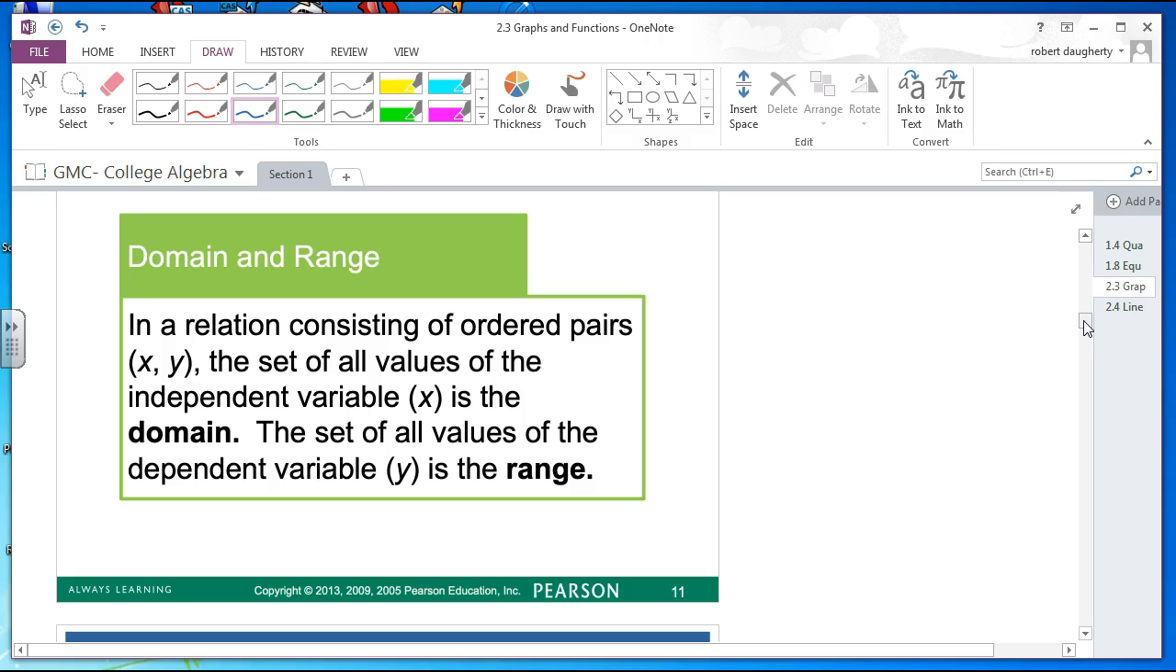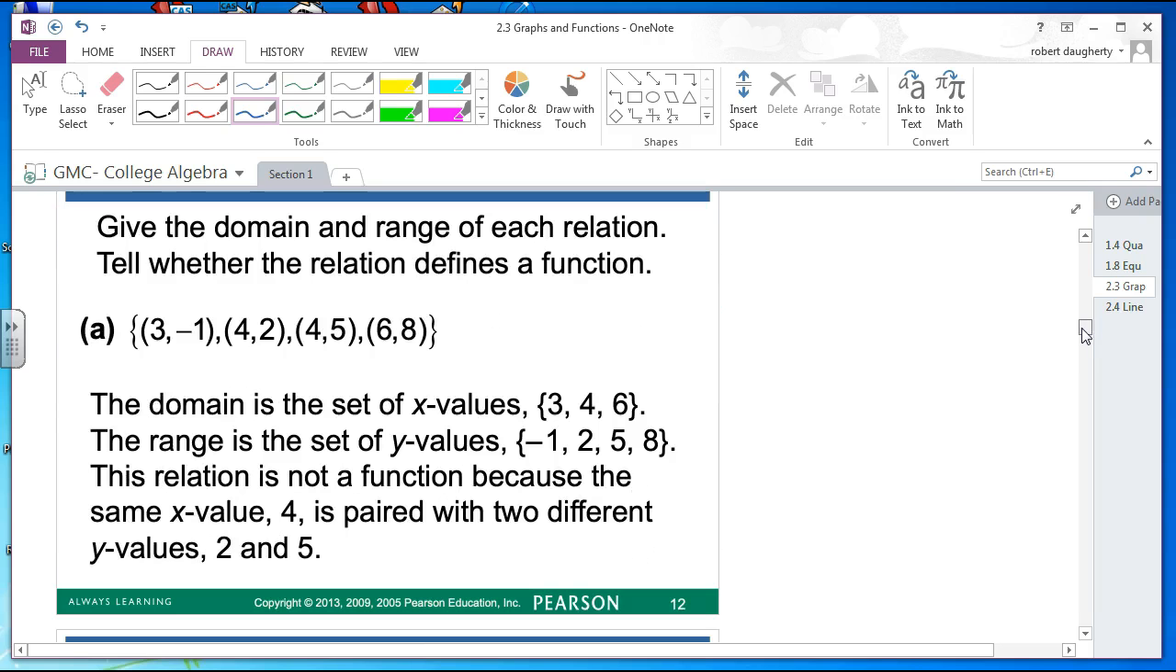Now, in a relation consisting of ordered pairs of x, y's, the independent variable we typically use as x. That represents the domain. The set of all values that x can be, that's the domain. The set of all values that the y can be is called the range of the relation or the function. So give the domain and the range of each relation and tell whether or not it's a function.